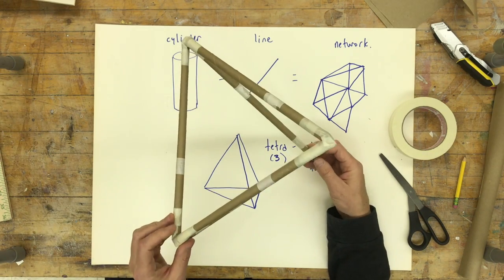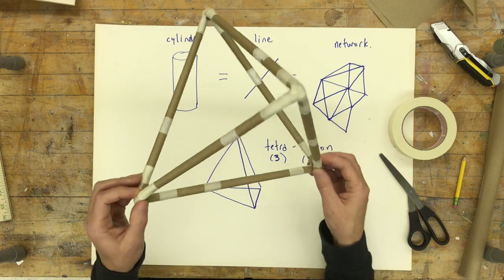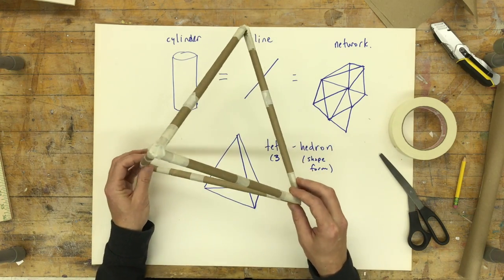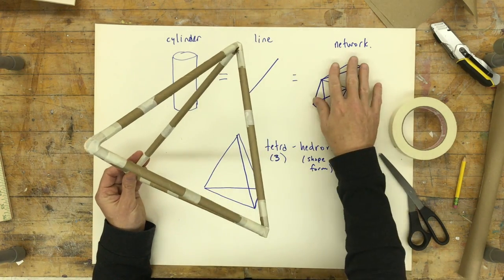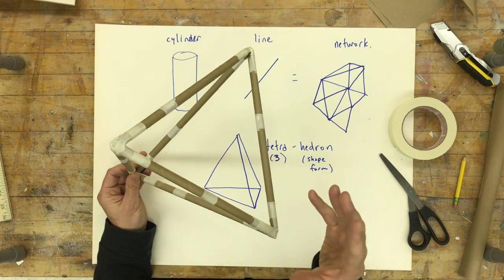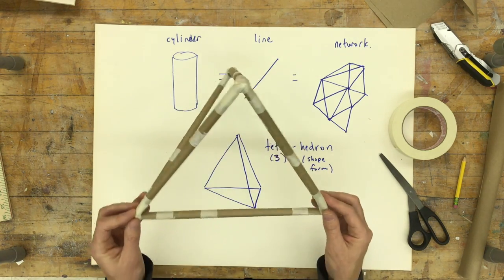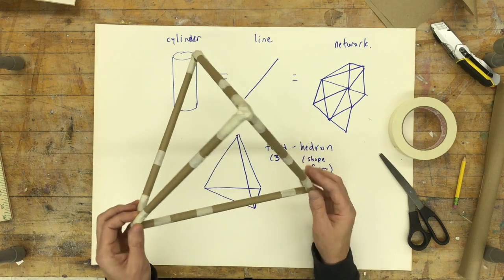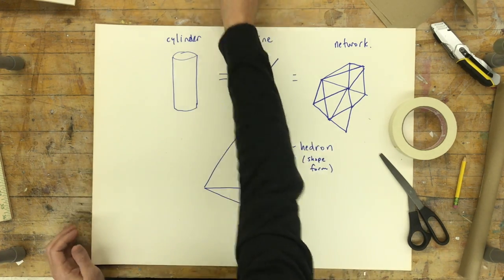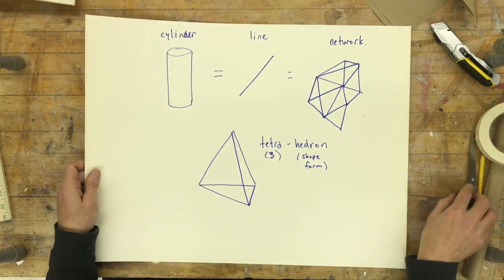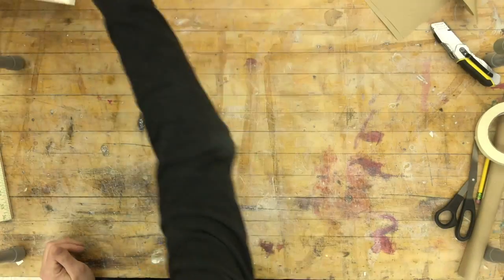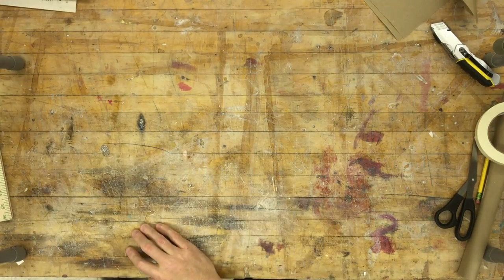In the assignment, you will be using this kind of construction method to try to build up a kind of network that's going to reference an organic shape, yet it's going to do that through geometry. So I want to show you just a little bit of a sample that I've made that goes just a little bit further.